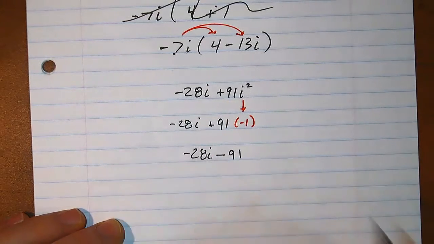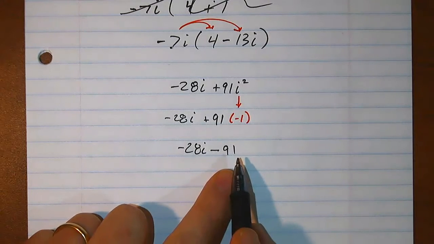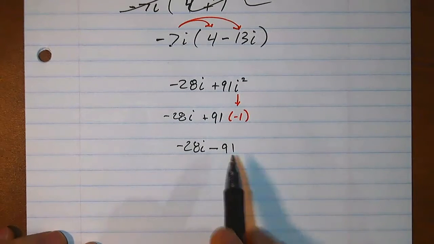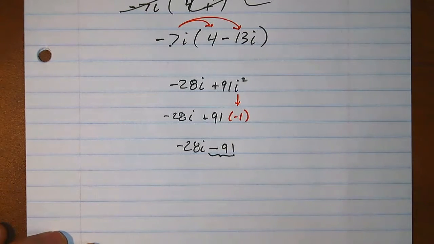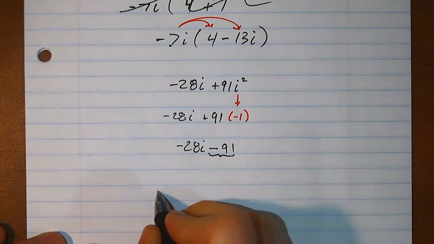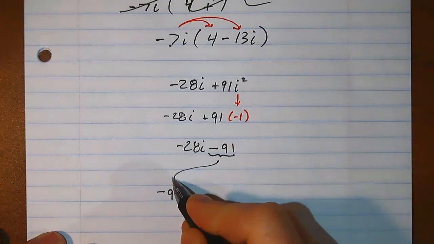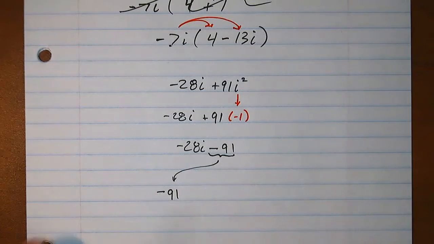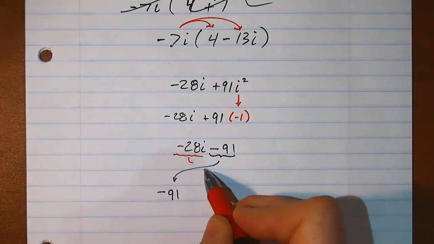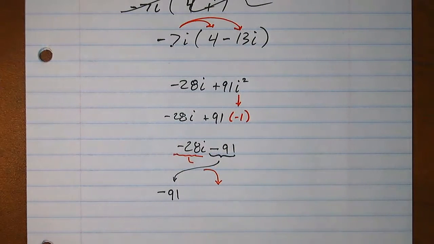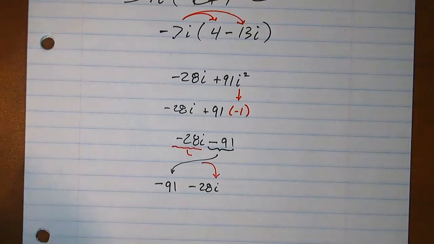It hasn't gone away. But notice what's happened now is that my imaginary part and my real part are backwards. In standard form, we put the real part first. This minus sign is part of the real part. They go together. So that minus sign goes with the negative 91 to the front. That's the first piece of putting it in standard form. And then the 28i, that's my imaginary part, it's going to go to the end of my problem, negative 28i. And there's my final answer.